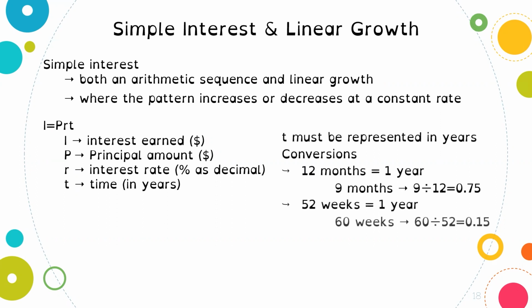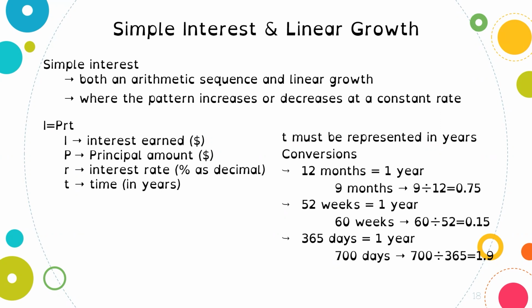So it's important to remember that T is represented in years, so sometimes you need to convert. If your question or your situation is talking about months, well, there's 12 months in a year. So for example, if it was 9 months, then you would do 9 divided by 12 to equal 0.75. That's how many years 9 months is. Same with weeks, there's 52 weeks in a year. Days, there's 365 days in a year. So the same way that we would convert, you would need to divide by those values.